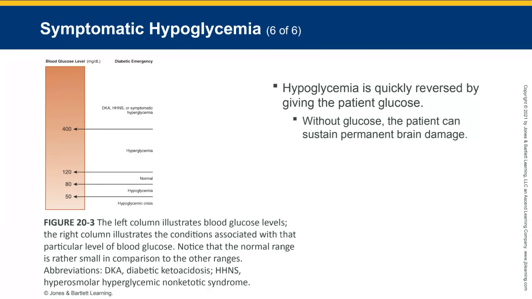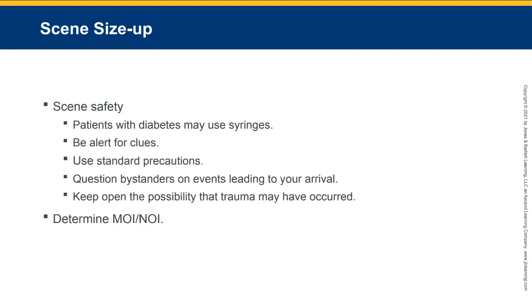Now, hypoglycemia is quickly reversed by giving the patient glucose. Without glucose, the patient is at risk for brain damage. Again, they need that intervention as quickly as possible once the blood sugar is low. All right, so that's the pathophysiology of the issues associated with diabetes mellitus, which is the inability of the body to utilize glucose for fuel or energy.